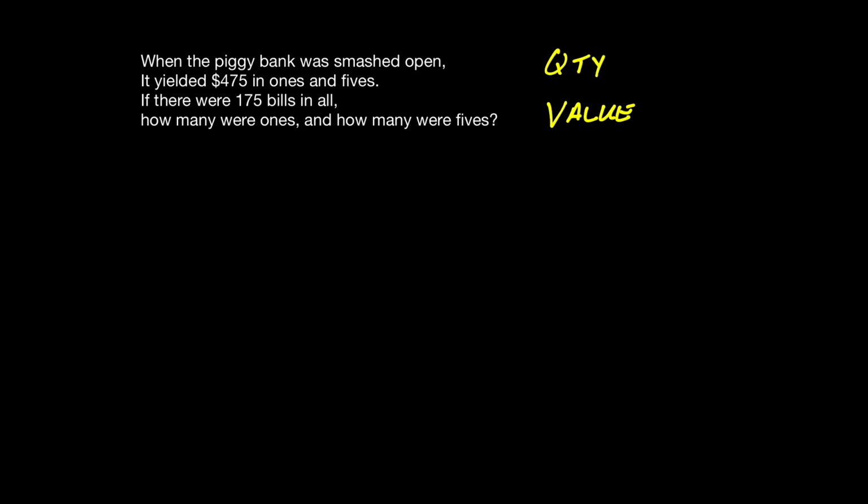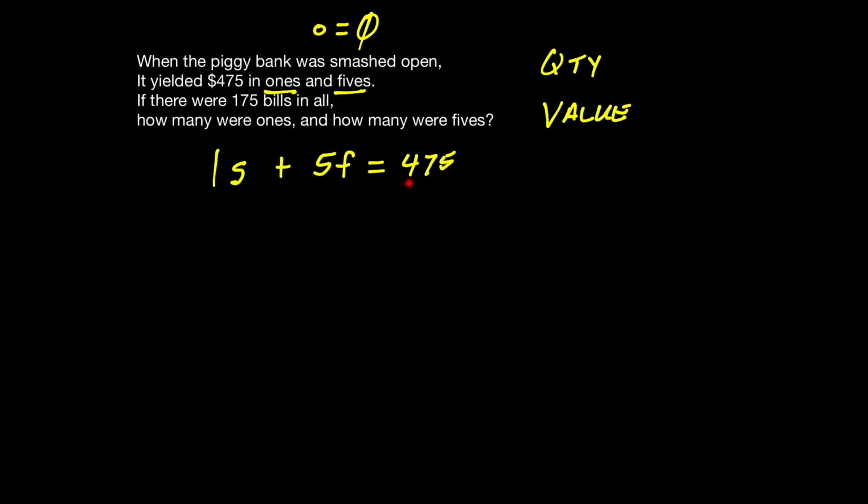So my first equation is I have to pick variables for ones and fives. I guess I'm not going to pick an O for ones because an O looks like a 0. So maybe I'll use S for singles. So the number of singles, $1 per single plus $5 per five. I'll use F for the number of fives. And that's supposed to be equal to $475. Now notice on this one, I don't have to turn it into cents because 5 is in dollars and 1 is in dollars.